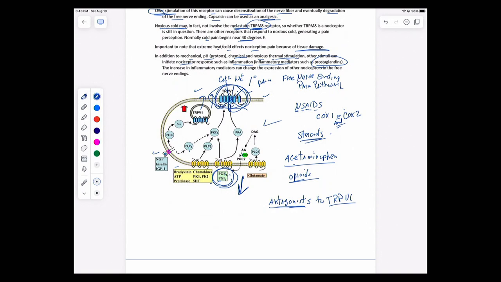So it may be that one day they'll come up with some drugs that are classified as a TRPV1 antagonist that won't have the undesirable side effects. So that may come one day, but I don't think we're quite there yet.